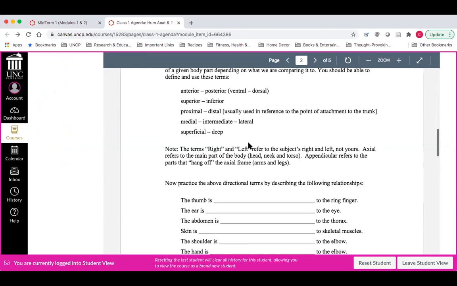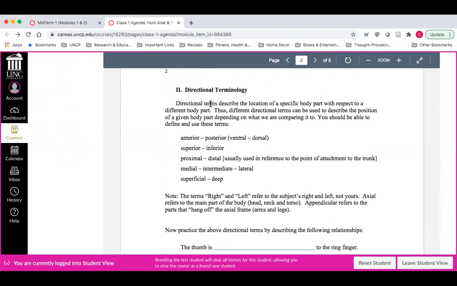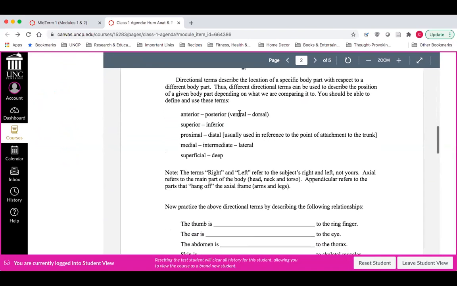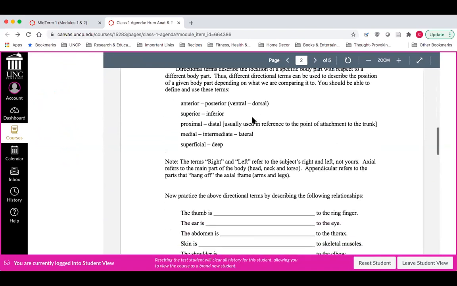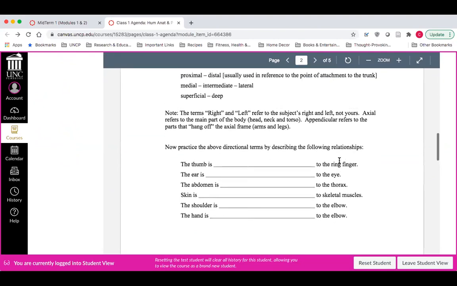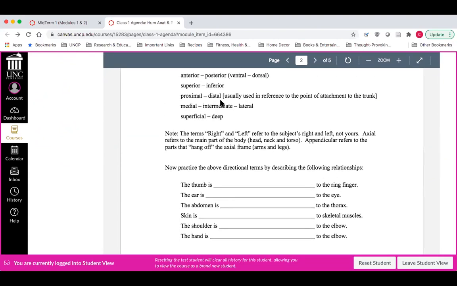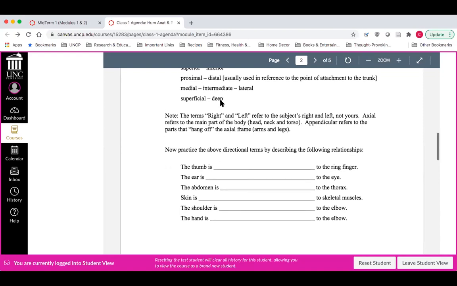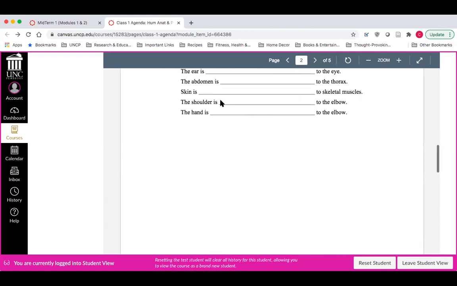So I would like you guys to work for the next few minutes, until 9:35. I'm going to put you guys into breakout rooms to talk about this worksheet. I want you to work on section 2 using these directional terms. So you're going to tell me the thumb is blank to the ring finger. Now, you can download this document and type it. You can handwrite it, but you need to be working on a document for part 2.